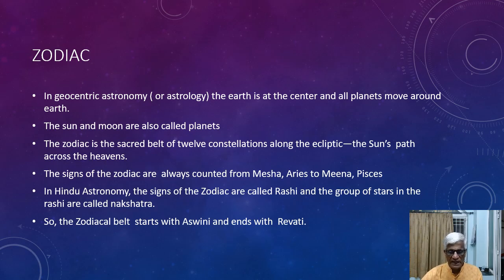The group of stars contained within these rashis or within these zodiac signs are called nakshatras. So the zodiac belt starts with Ashwini Nakshatra and ends with Revati Nakshatra. There are 27 of these stars. There are actually not exactly 27 numbers. There are 27 groups: Ashwini, Bharani, Kritika, etc. are star groups.